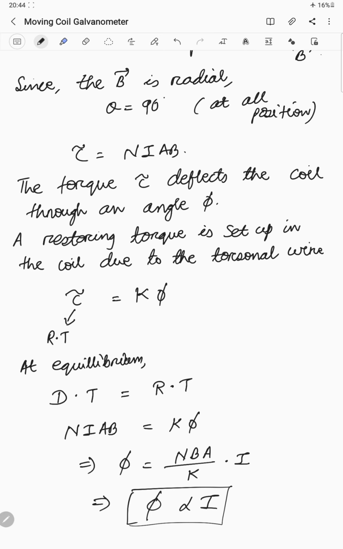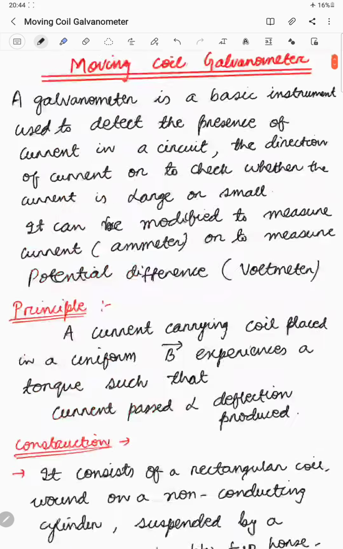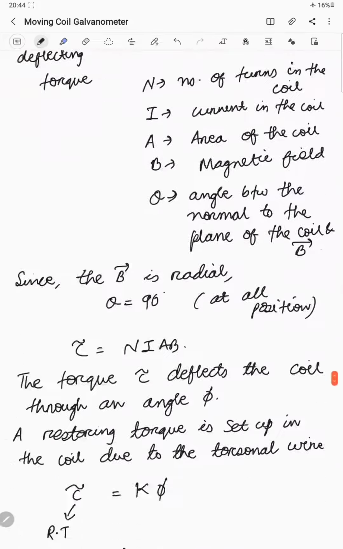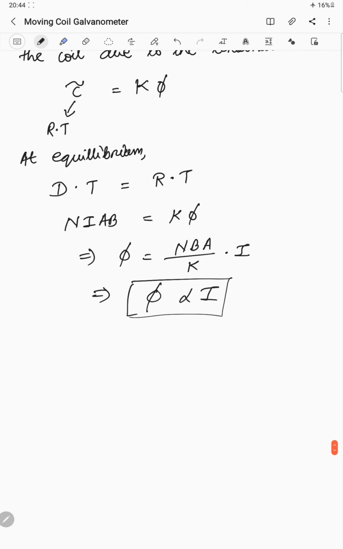If you remember, when I was talking about the principle, it was told that the current passed is proportional to the deflection produced. That is the basic principle, and here also I have shown it. You can see in the derivation that phi is proportional to I. Now we will play around with this equation, phi is equal to NBA by K into I, and try to generate as much information as we can.